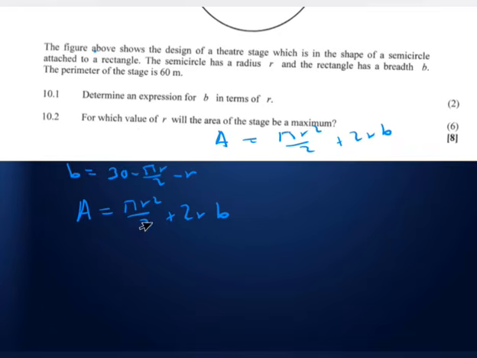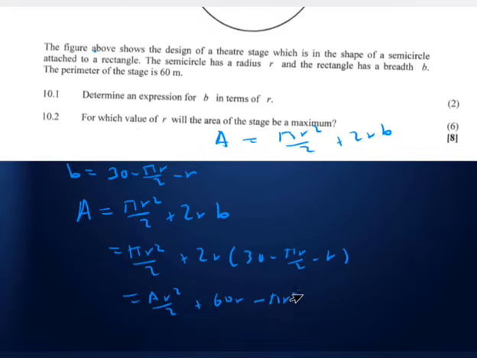So I've written it below. The nice thing is that we actually do have b. So then it's going to be pi r squared over 2, then we're going to have 2r, then we're going to have 30 minus pi r over 2 minus r. So then let's simplify it. This is going to become over 2, then we're going to have 60r. And this 2 will cancel with that 2 there. So now we're going to have minus pi r squared, and then this side is going to be minus 2 pi r squared.